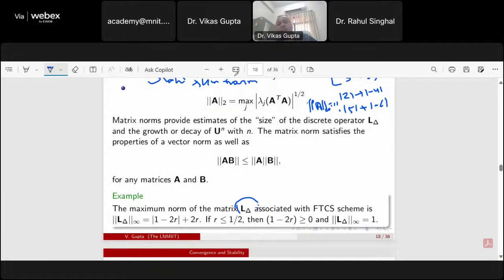on the diagonal we have entries 1 minus 2r, and on the lower and upper subdiagonals we have entries r. So the infinity norm for the matrix L delta will be equal to absolute value of 1 minus 2r plus absolute value of r plus absolute value of r. R is positive, so it is absolute value of 1 minus 2r plus 2r. Note that if r is less than or equal to 1 by 2, then 1 minus 2r is greater than or equal to 0. So in that case, the infinity norm for matrix L delta is equal to 1.